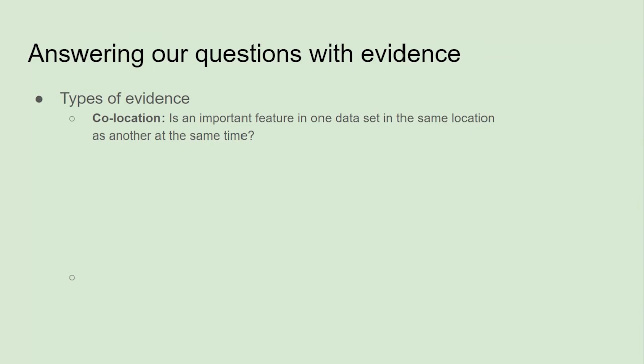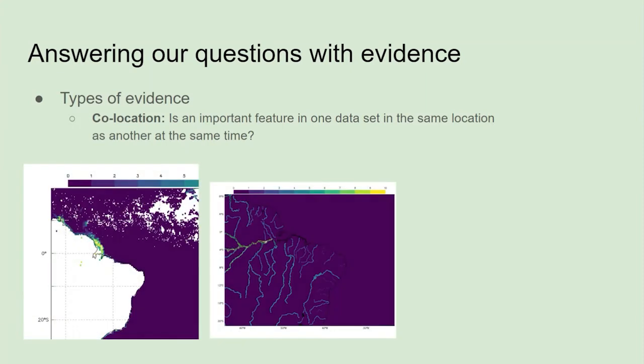So we're now going to go through a few types of evidence that can help you out in answering your question. First, we're going to look at collocation. This is where a feature in one dataset is in the same location and occurring at the same time as another feature in another dataset. To make this clear, here's an example.